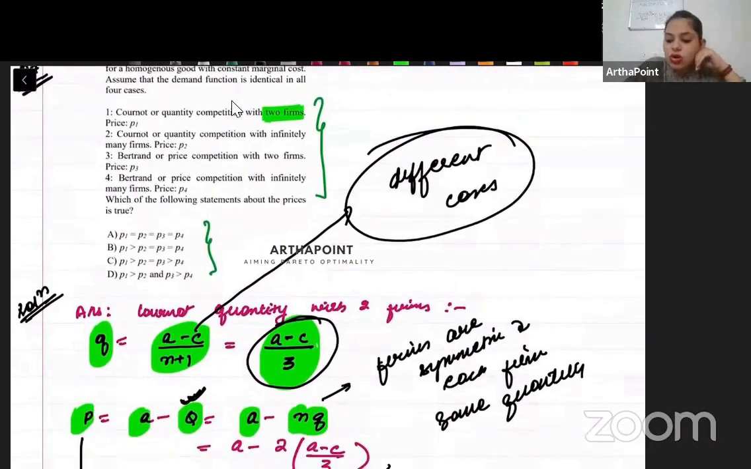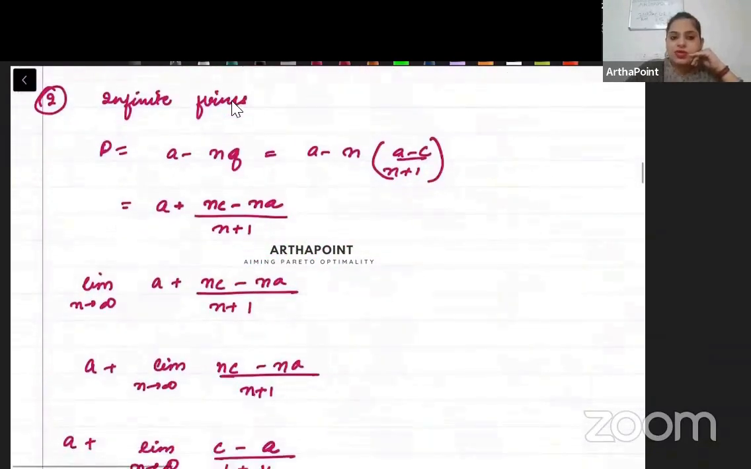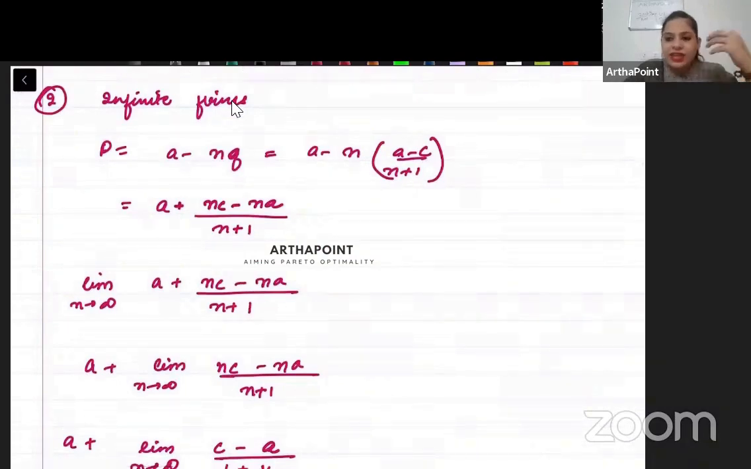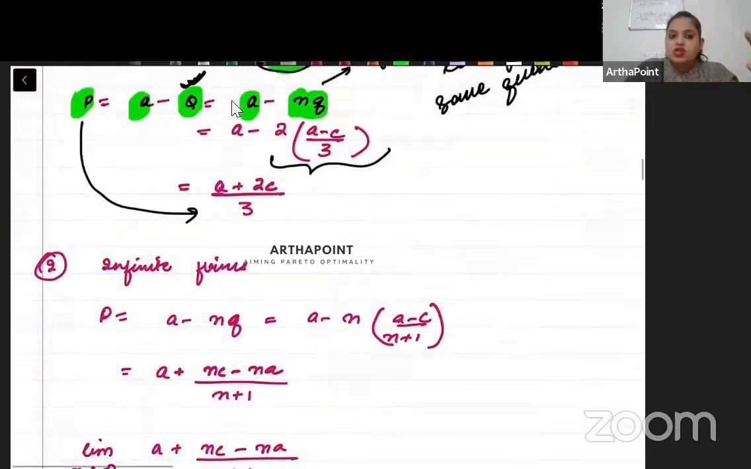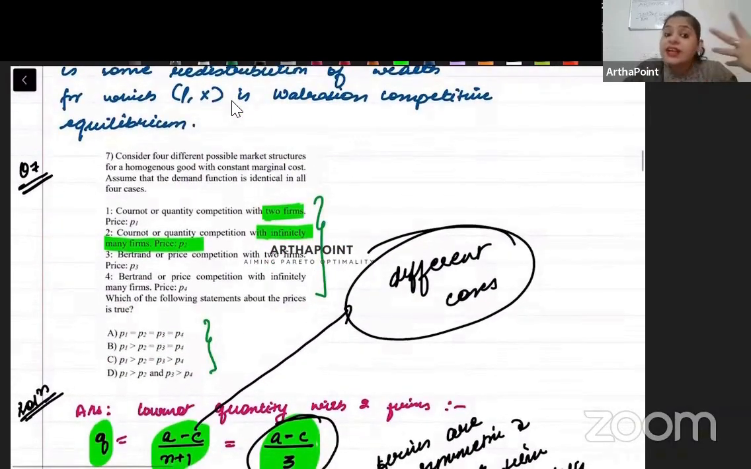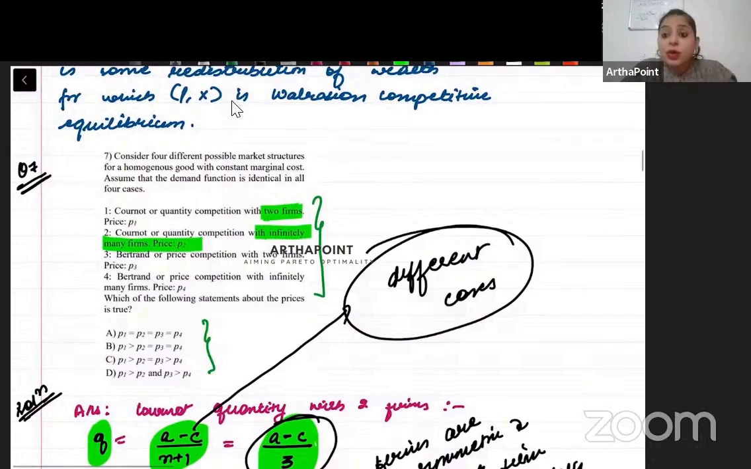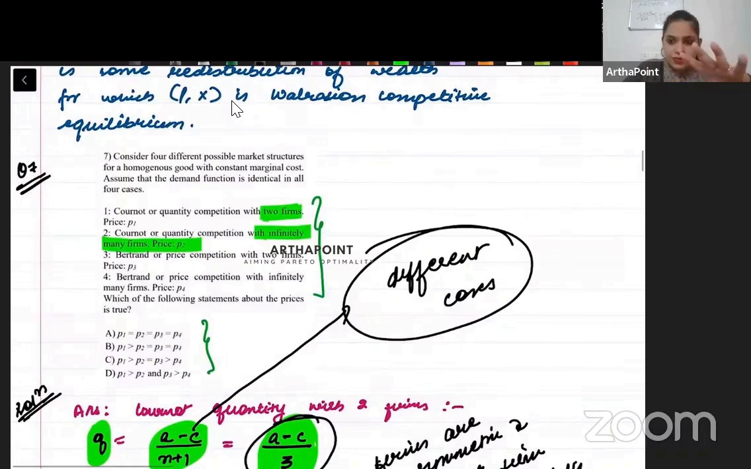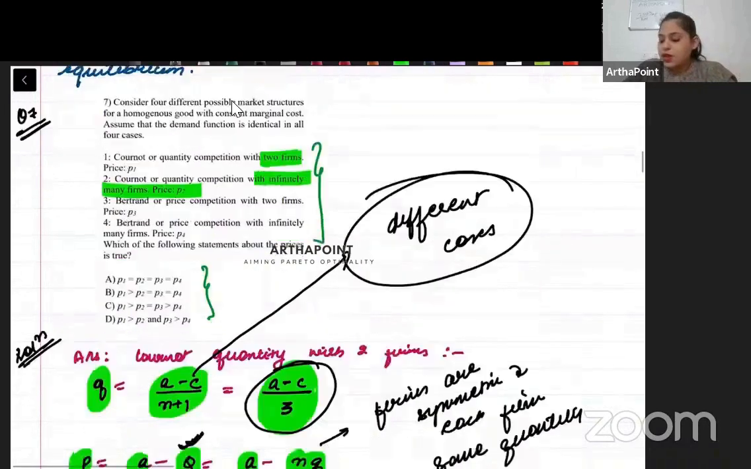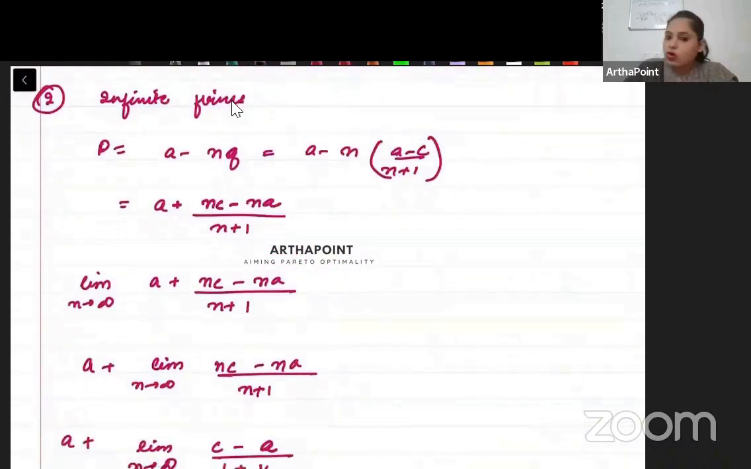It says Cournot or quantity equilibrium with infinitely many firms. Now just take care. I have taken a very mathematical approach to this, but you can take an intuitive approach also. So when I say that there are infinitely many firms, it means that it acts like a competitive equilibrium, right? So price will be equal to marginal cost, right? Even if I don't prove it. But I've gone ahead and proved this for you. So how can we do that?